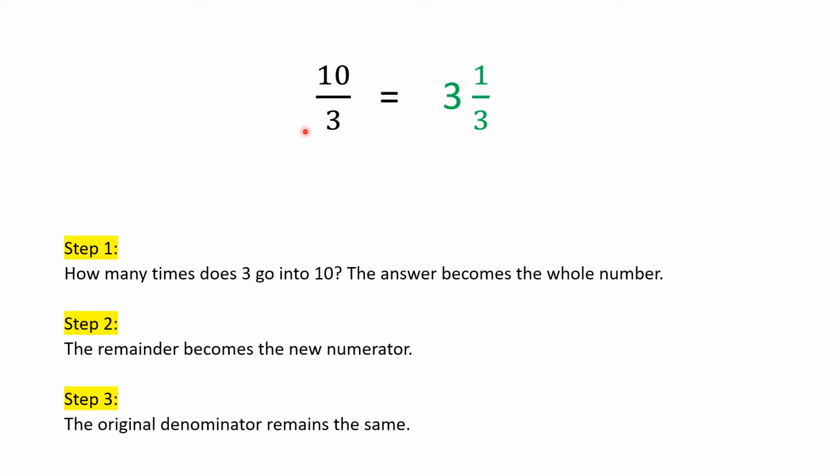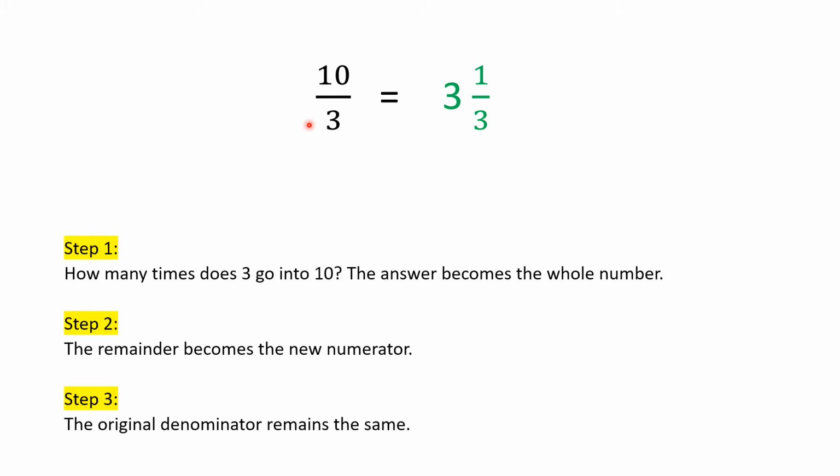Okay, now how do we go from an improper fraction to a mixed number? It's very simple. Step 1. How many times does 3 go into 10? The answer becomes the whole number. So firstly, we check how many times the denominator goes into the numerator here, 10. And this applies to all improper fractions, right?